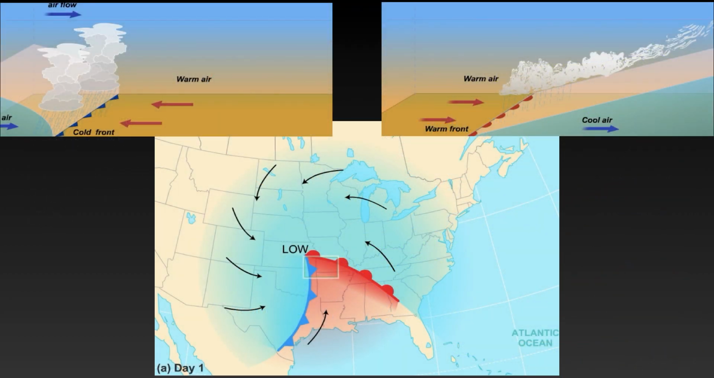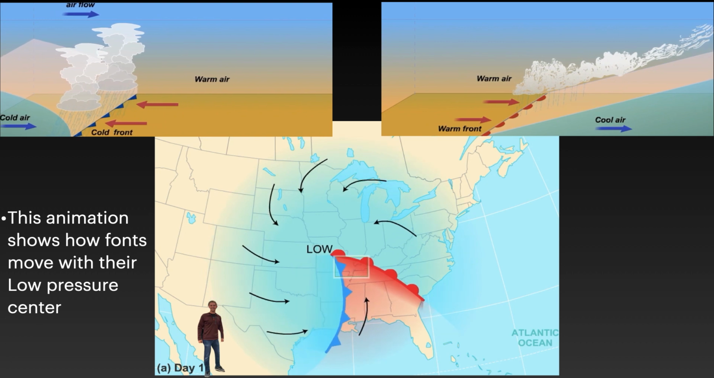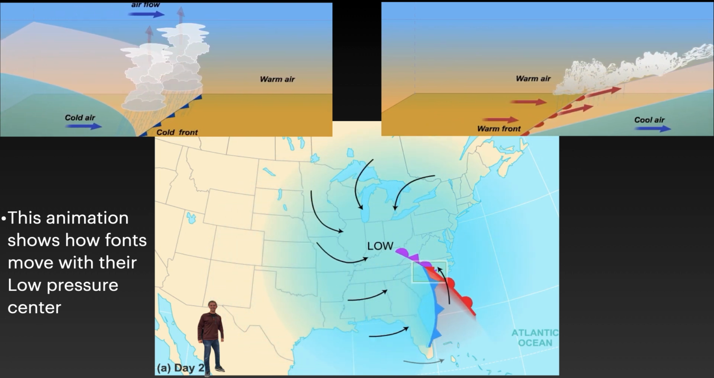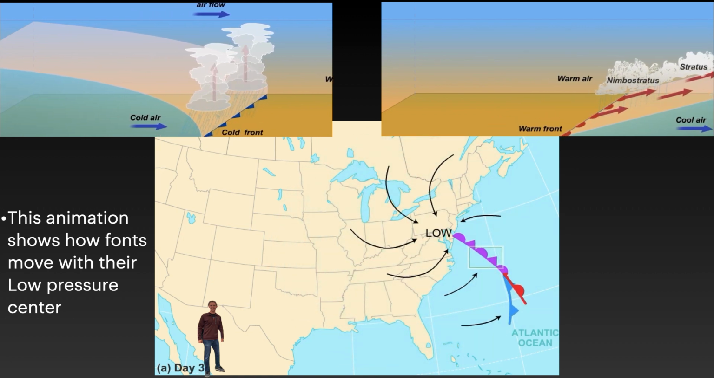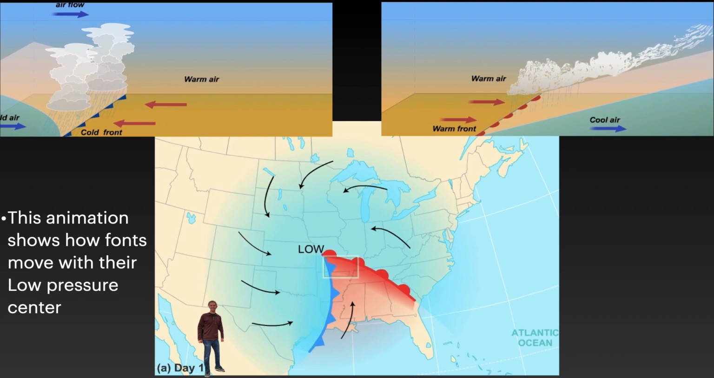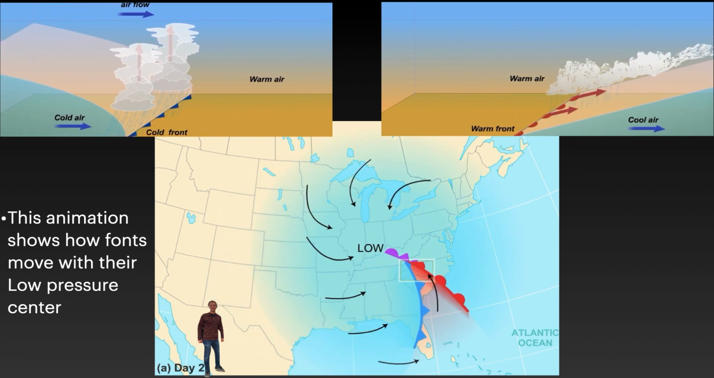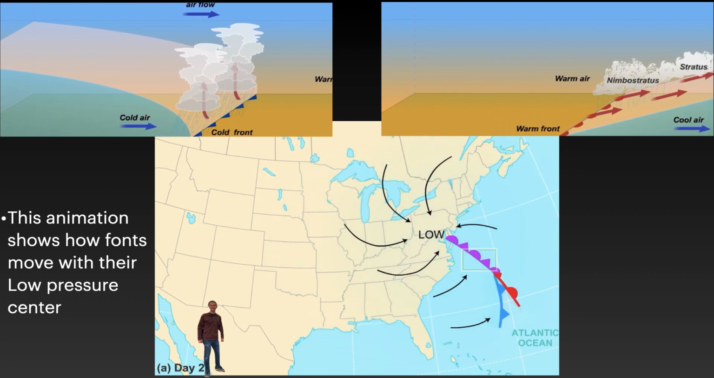One way to help visualize this is to watch this animation and see how those fronts will circulate around a low pressure center over the course of a couple of days. Now, as you watch this, I want you to pay attention to the motion of the cold front, the warm front, and also the way that those cold and warm fronts will scoot across the ground in the animations above.